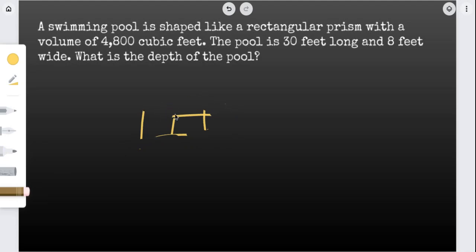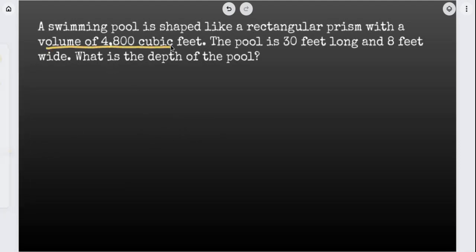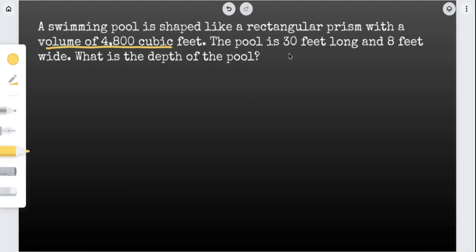And while I'm erasing, be rereading the question and looking for the information that it does give and what information it's wanting us to find. We see that this one also already gives us the volume, so I'm going to make sure that I highlight that. It gives us the length and it gives us the width up here. All right, and it's asking for the depth. So I'm focusing on the answer to the question, what is the depth of the pool?